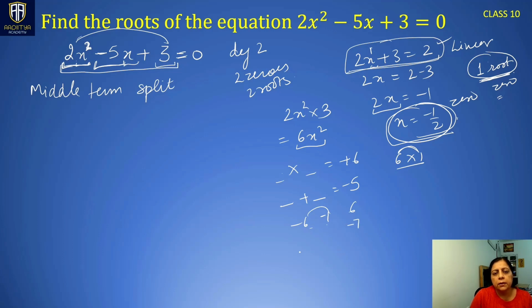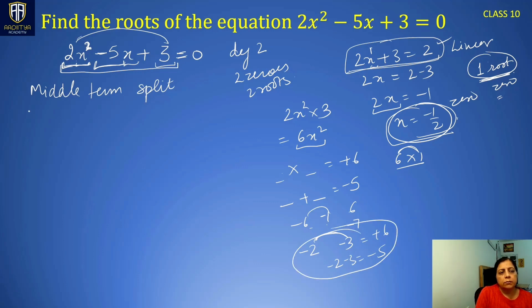Another pair is negative 2 and negative 3. The product of these two numbers is plus 6, and when we add them, we get negative 5. So this is the perfect pair. We can break the middle term into these two terms. 2x squared minus 2x minus 3x plus 3 is equal to 0.